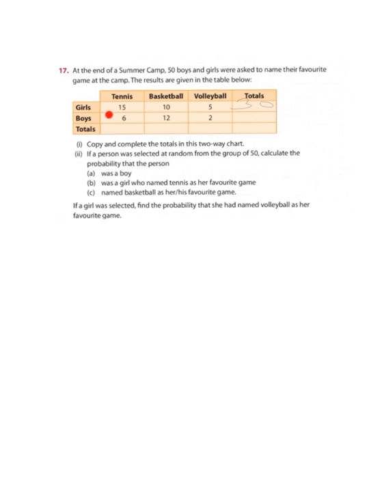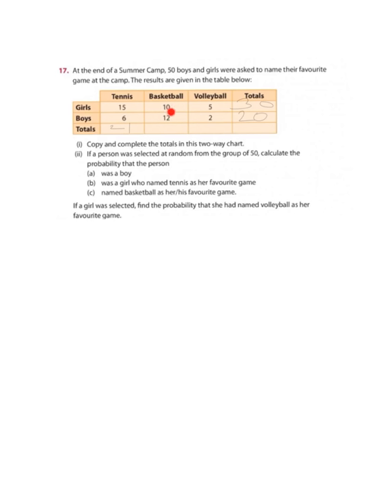Dealing with the boys, then we go across this row. So 6 said tennis, 12 said basketball, and 2 said volleyball. So that would give me a total of 20. And then to get the totals down in this column, we just add 15 and 6. So that would give me 21.